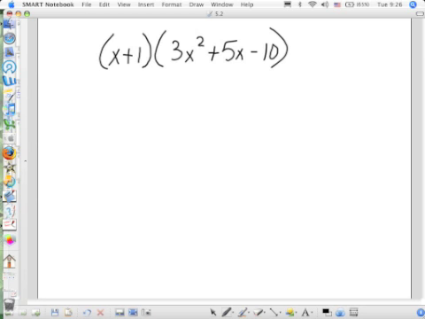Very good. We cannot use FOIL because with FOIL we have the first terms covered, we have the outer terms covered, we have the inners covered, and we have last. But whatever happened to this? It never came into play, okay? So you can only use FOIL when the 2 things only have 2 terms.